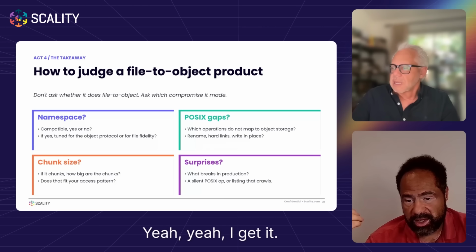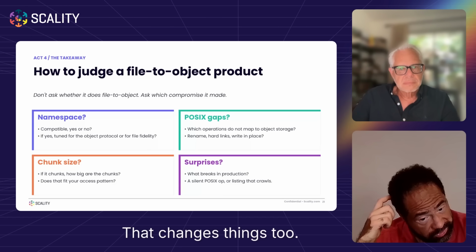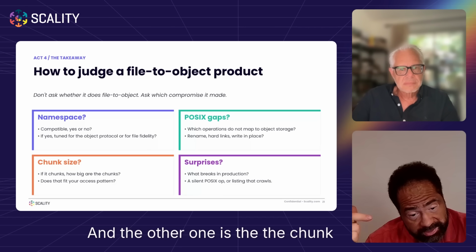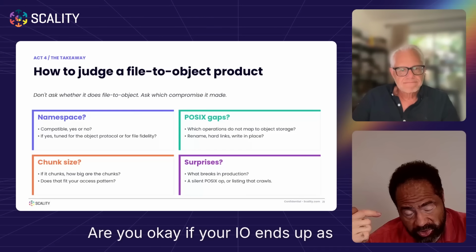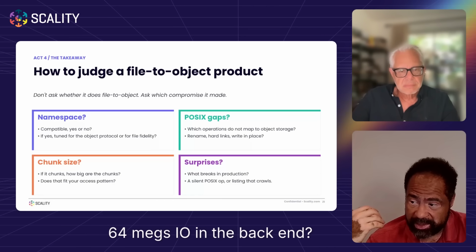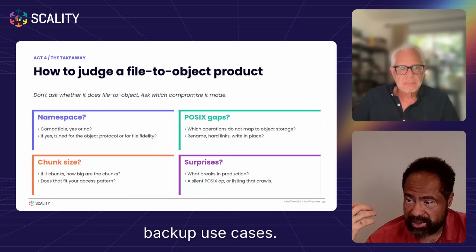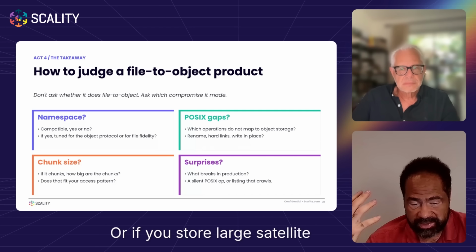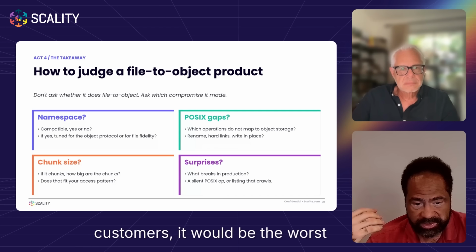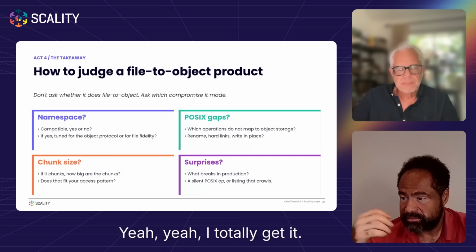Yeah. I get it. Which POSIX features do you need? That changes things too. And the other one is the chunk size. Are you okay if your IO ends up as 64 meg IO in the backend? That's fine for a lot of backup use cases. It is. Or if you store large satellite videos like we do with some customers. But it would be the worst possible decision for KV cache. Yeah. I totally get it.